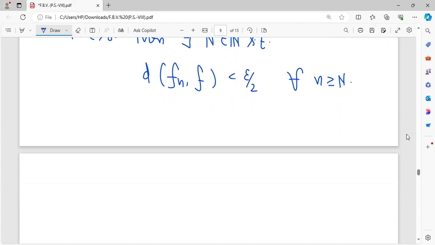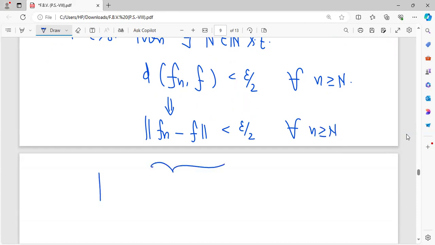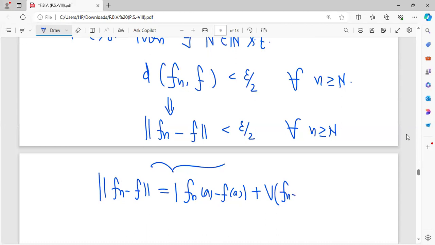Now what is d(f_n, f_m)? It is nothing but the norm of f_n minus f_m, so this is less than epsilon by 2. But what is this actually? The norm of f_n minus f_m is equal to |f_n(a) minus f_m(a)| plus the norm of (f_n minus f_m) on [a, b]. This is less than epsilon by 2 for all n greater than capital M.